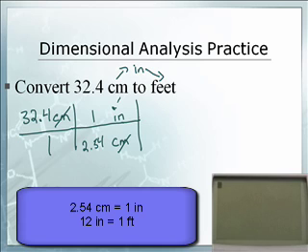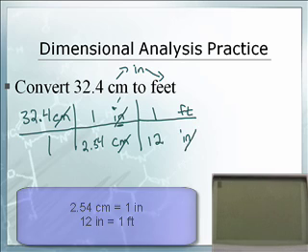And now I can make another railroad track fraction. I see inches are here on the top, so I'm going to put inches on the bottom, and I'm going to put feet on the top. We did that just a minute ago. There are, of course, 12 inches in 1 foot. Now my inches cancel, and I'm left with feet.